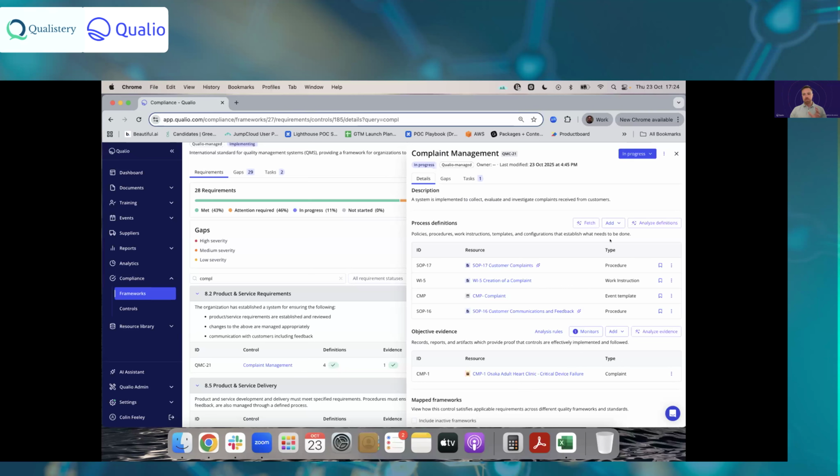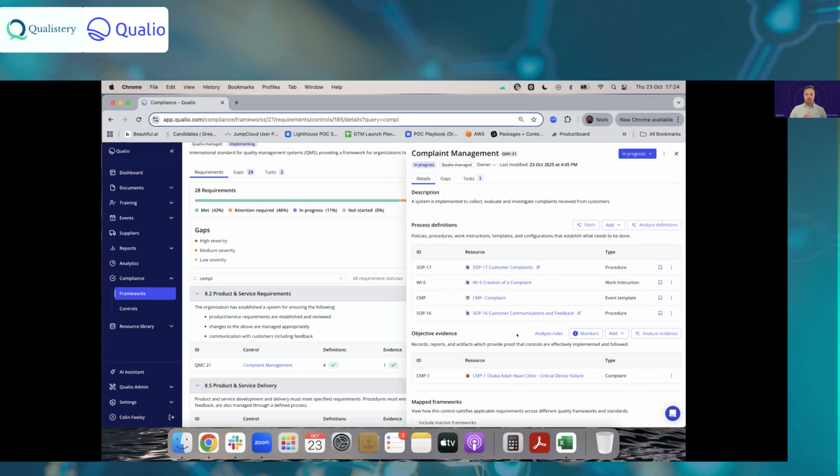Now, we can do this manually by adding stuff from the QMS, in this case, Qualio. We can do attachments. We also have an AI-powered fetch that will automatically scan your quality management system for you, in this case, Qualio, and see what documentation it thinks is relevant. And it will flag it where AI has done it, so you have that human-in-the-loop traceability.